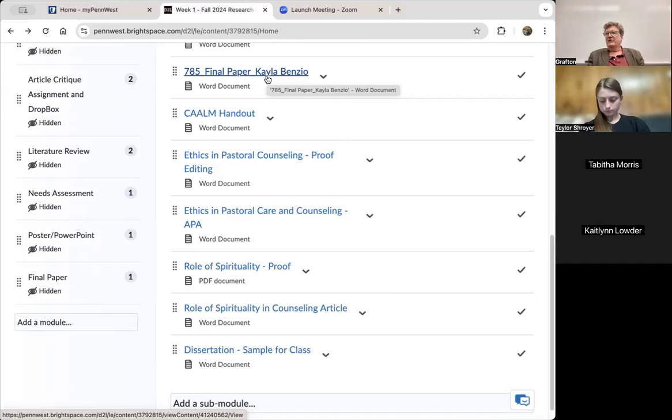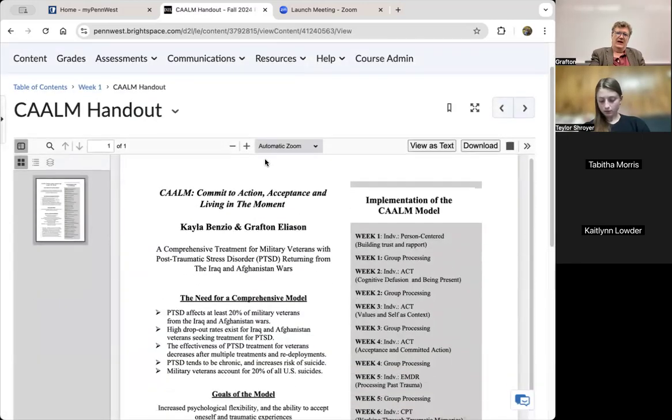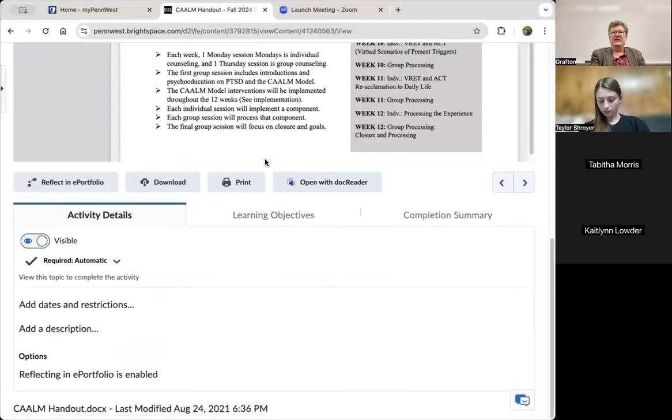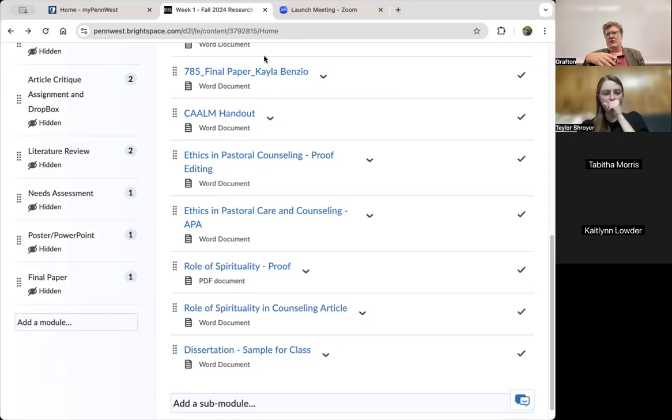What does a model look like? Well, it pretty much looks like this handout. The only thing she didn't do, she wanted to outline what happened each week of therapy. So she made a table, what happens each week. You will also include a graphical representation of your model.